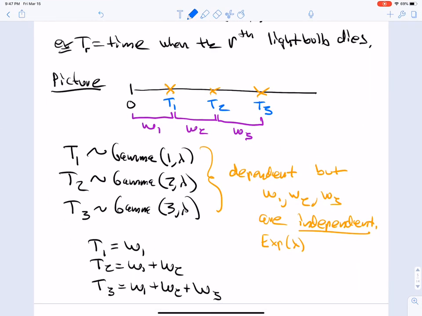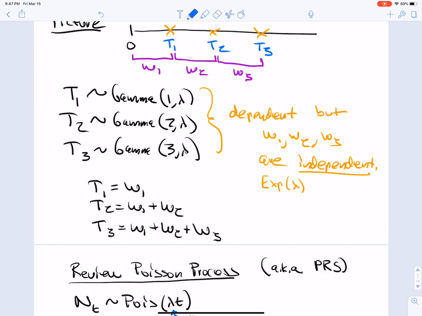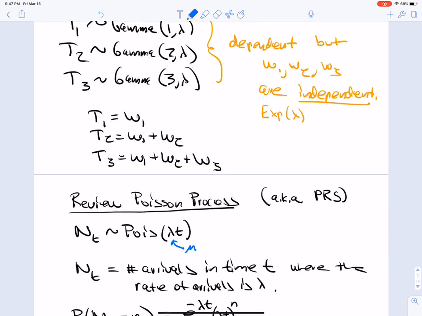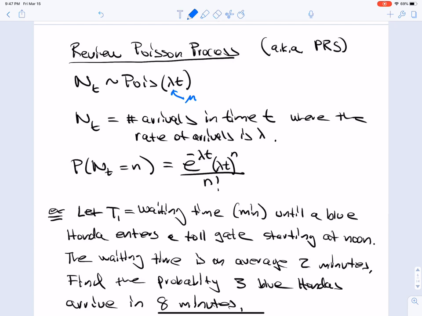So we have T1 is W1, T2 is W1 plus W2, T3 is the sum of the 3 W's. So let's review Poisson process, or Poisson random scatters. So N sub t is Poisson lambda t, and that is the number of arrivals in time t, where the rate of arrivals is lambda.